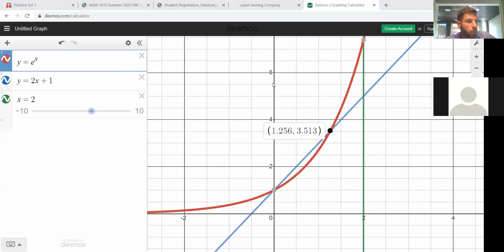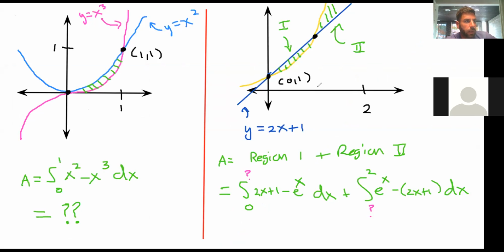So in order to do that, what you have to do is figure out this point. What is this mystery point? Well, in some problems, it's easy. In this problem, it's not. I shouldn't say it's not, but you have to be a little creative. So what is the question mark? Well, the question mark is equal to the solution of e to the x equals 2x plus 1.